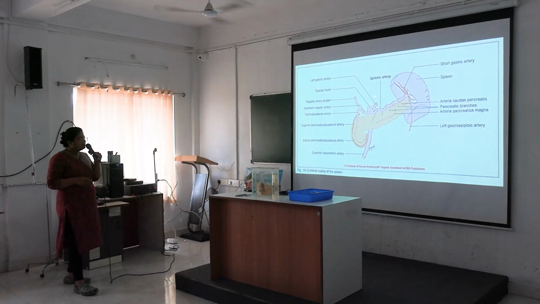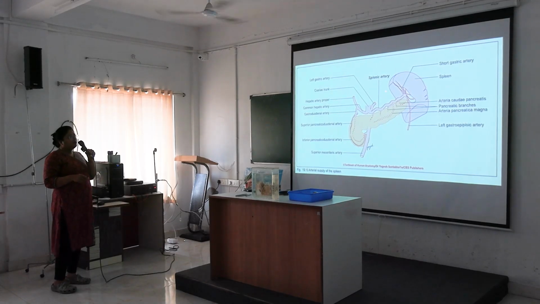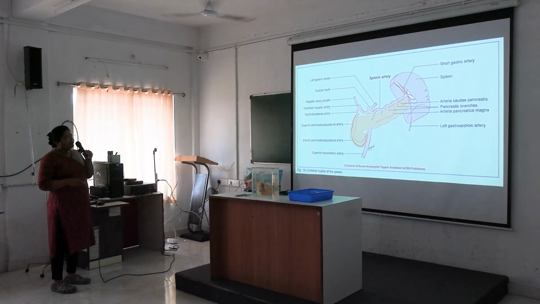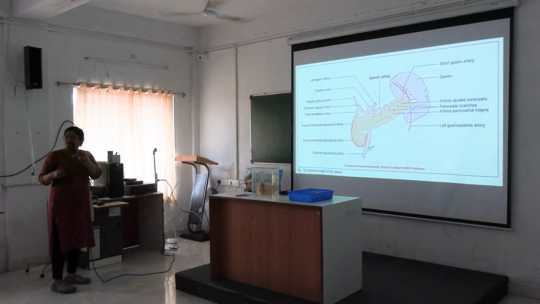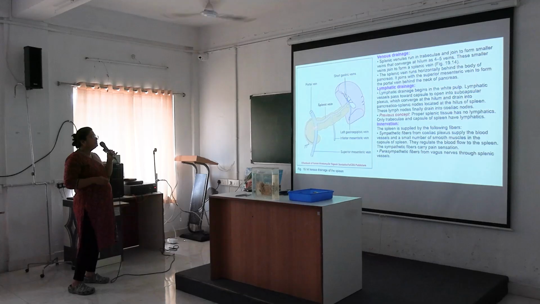See here, this is the celiac trunk, splenic artery arising here, giving branch to the pancreas. One branch is large, that is arteria pancreatica magna, lying along the superior border of body and tail of pancreas, and near the hilum it is dividing into 5 to 6 branches. Next we are going to venous drainage.